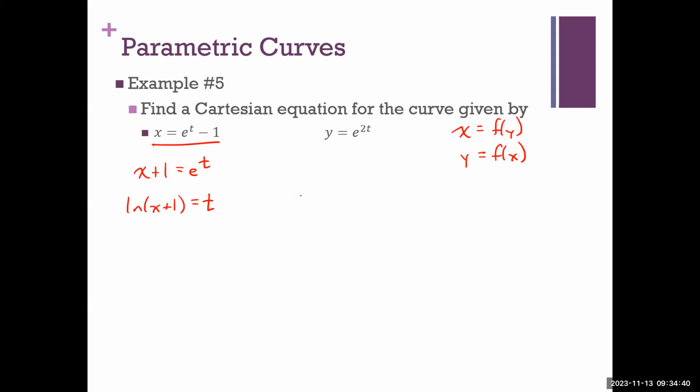What can we do with that now? Plug it into y. So y equals e to the what? There you go. So have we accomplished the goal? I think we have. There's no parameter left in that equation. Can we simplify it a little bit? How so?